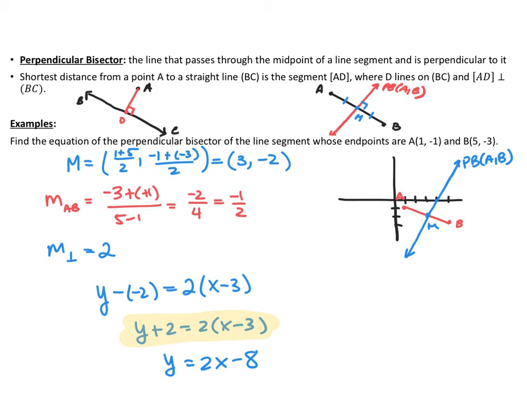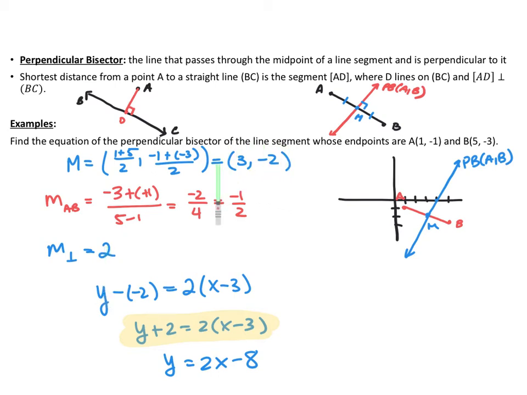Now we have to find the slope. I know it's perpendicular to line segment AB, so first I need to define the slope of line segment AB. Finding the slope of AB, I found that to be -1/2. Then if I want it perpendicular, I need to take the opposite reciprocal, so the new slope for my perpendicular bisector is going to be 2.